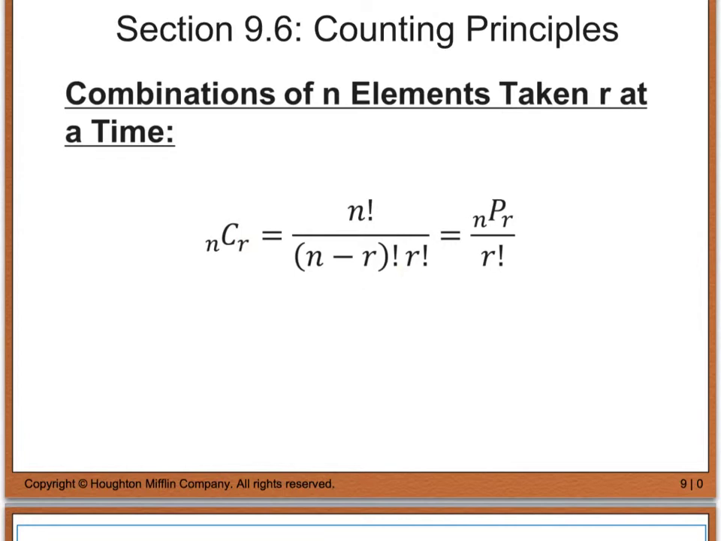Now, if you notice, this piece right here should look familiar, because it's really the same thing as our permutation formula. So another way to calculate this would be to take your permutations and divide that by your r factorial value.